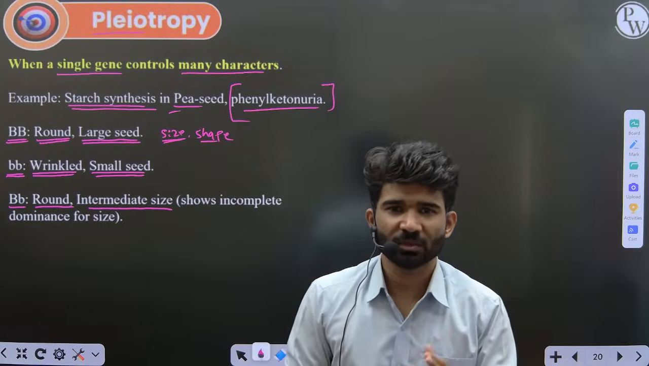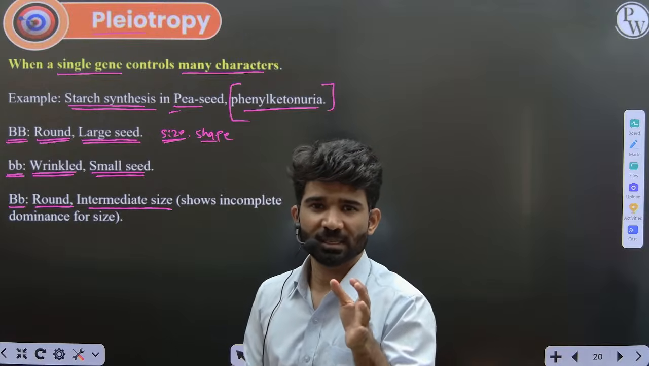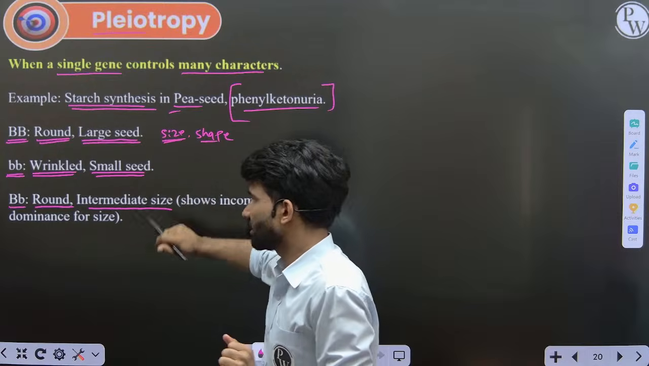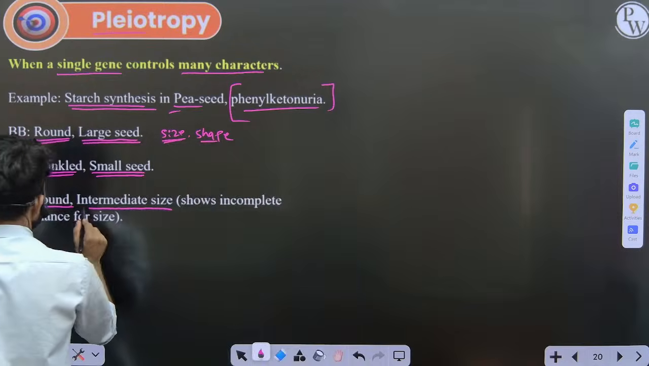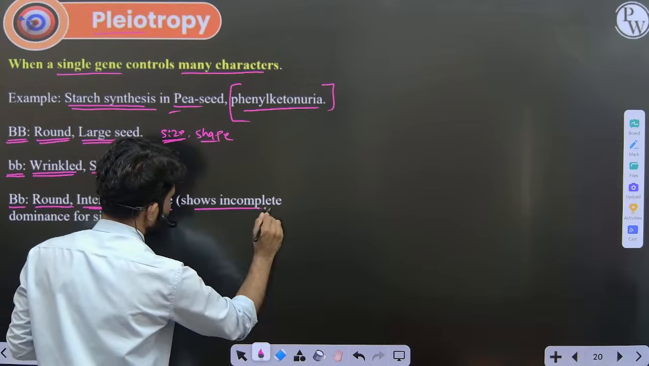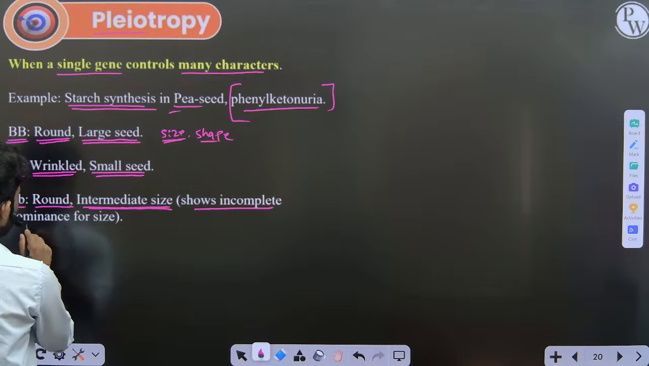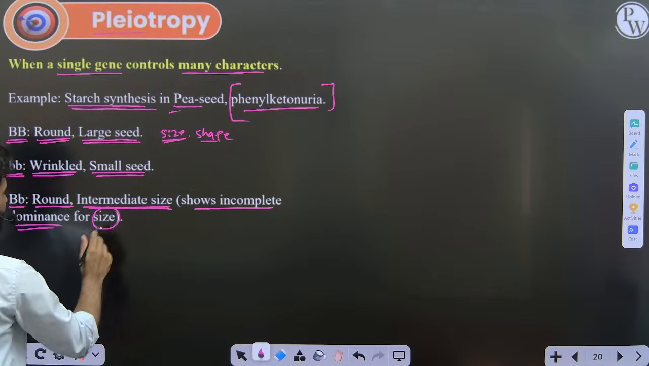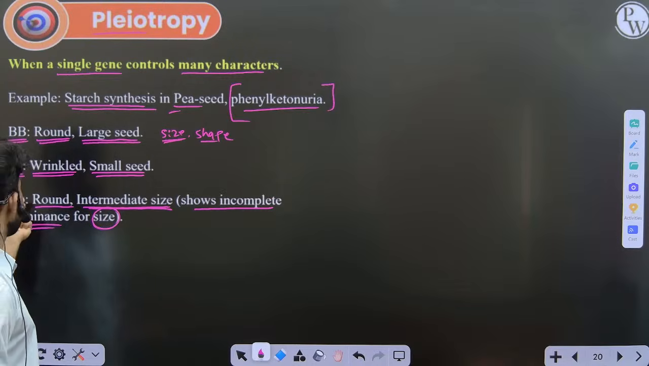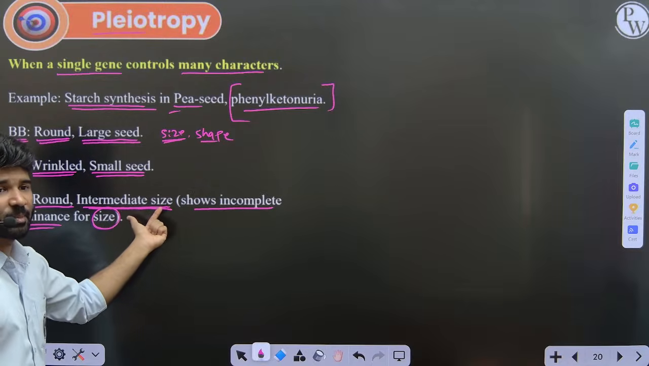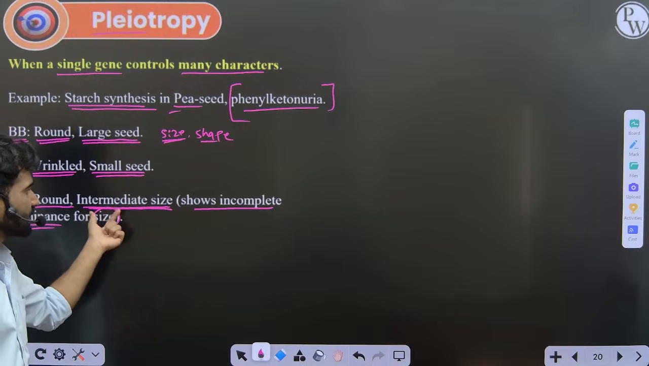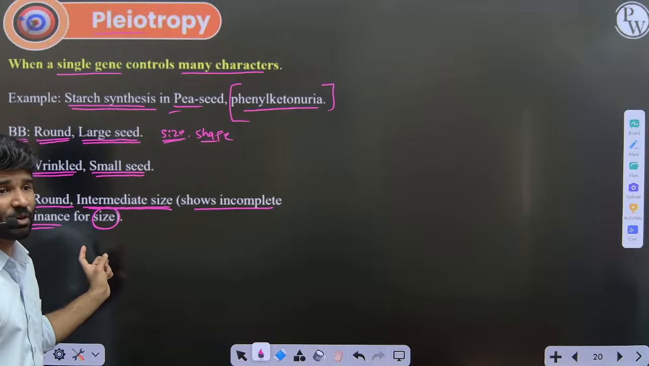Where do we see this intermediate expression of a character? In incomplete dominance, where we got pink color flowers, that is an example of incomplete dominance. Here also, in the pleiotropy in seeds, where it is starch, you can observe the intermediate size of the seed. They show incomplete dominance for size only. Again, the shape is round, but the size is varying. So what size do we get in the case of the heterozygous condition? That is intermediate size, neither too small nor too large. We will get intermediate size that shows incomplete dominance.